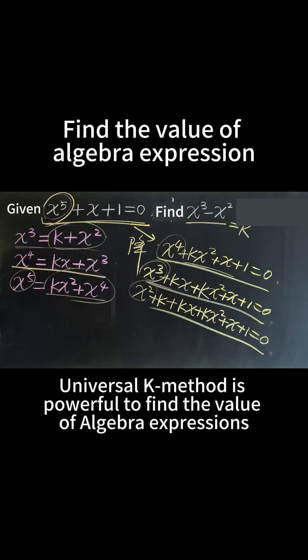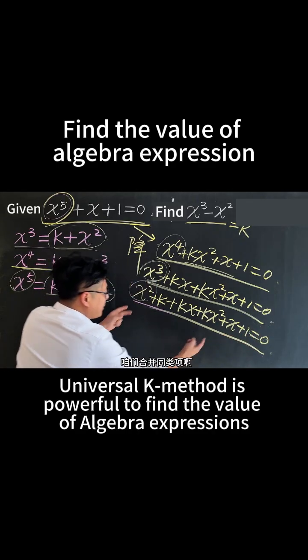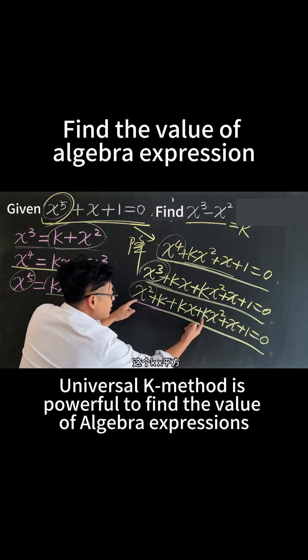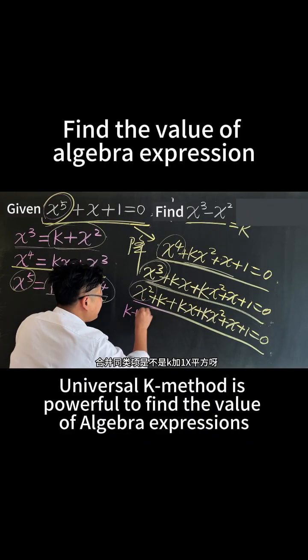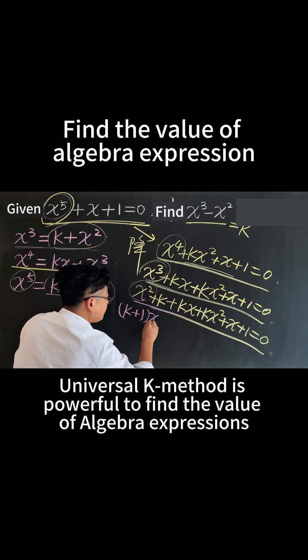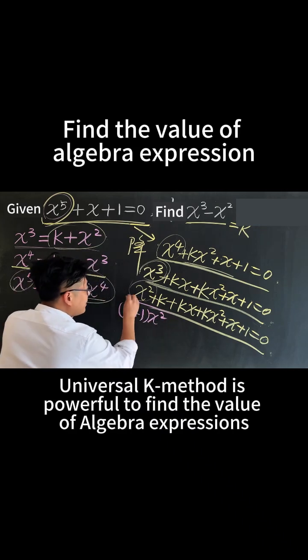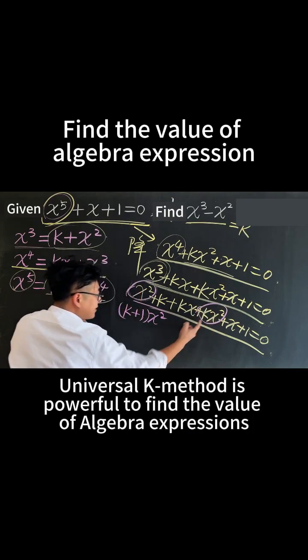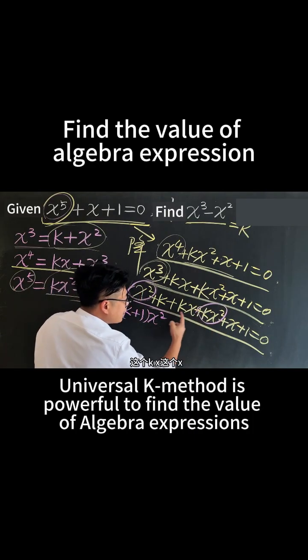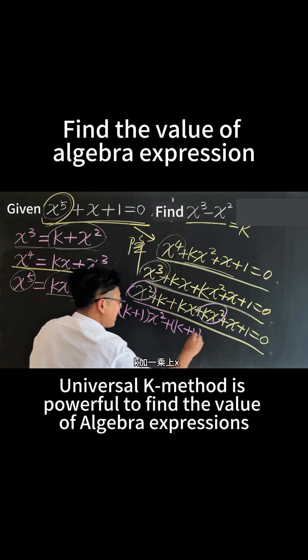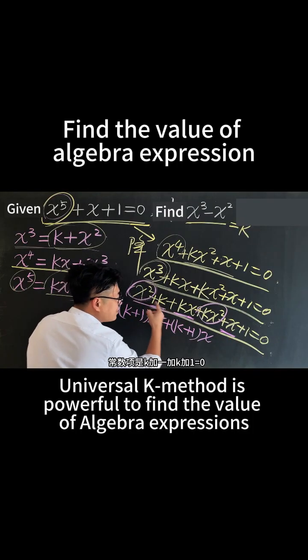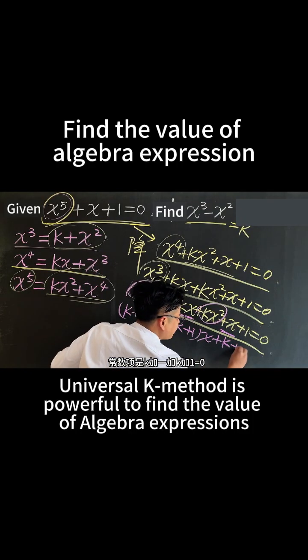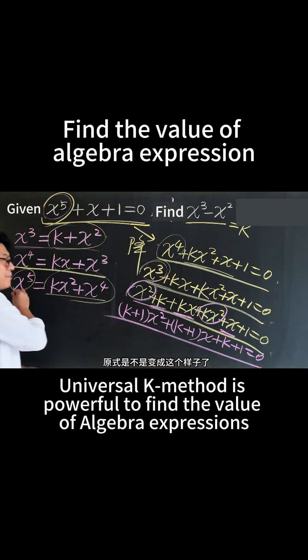If it can't be reduced, what do we do? We combine like terms. This kx squared, and here's another x squared. Combine like terms, so it becomes (k plus 1) x squared, right? Any questions? And this kx and x can also be combined: (k plus 1) times x. And the constant term is k plus 1, plus k plus 1, which equals 0. Did it turn into this form originally?